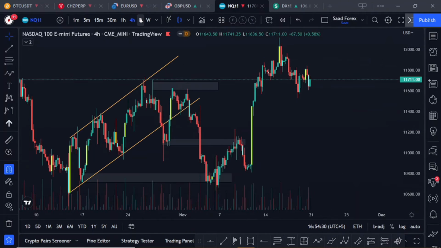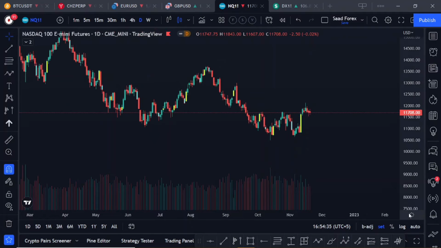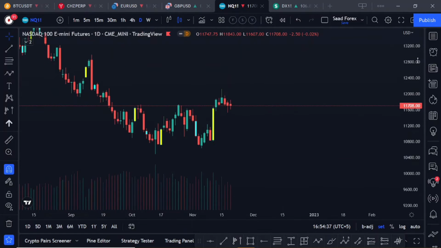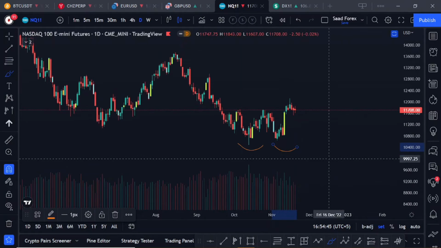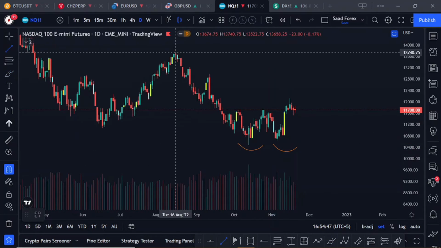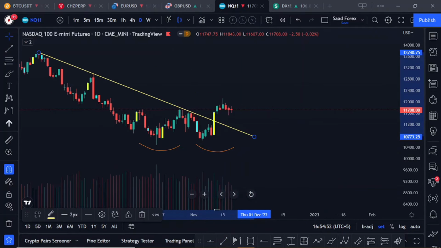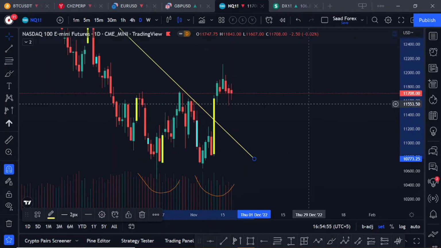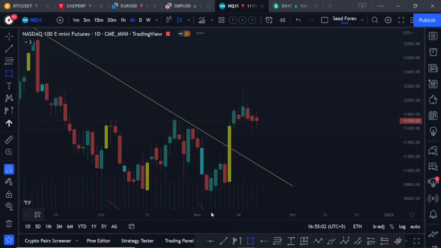Let's look at the Nasdaq 100. First of all, put all the drawings here. We have formed a double bottom here, and price is starting to move up really hard. We have broken this trend line. Really good. And this is the supply zone that was there. We have a supply zone here.